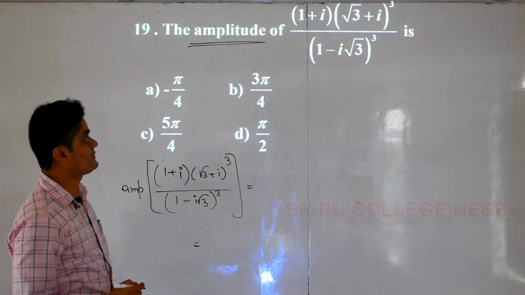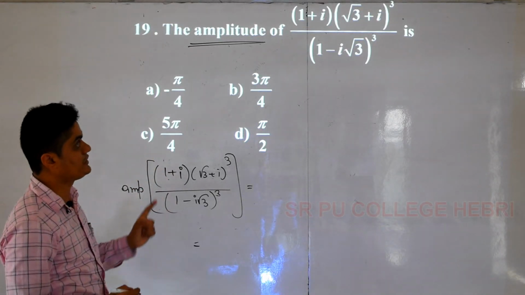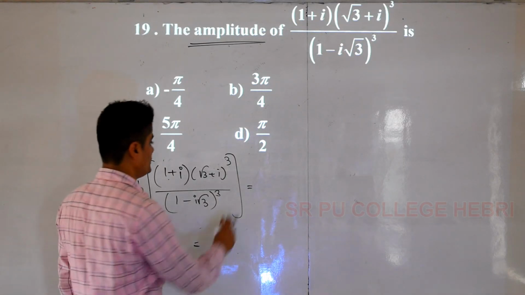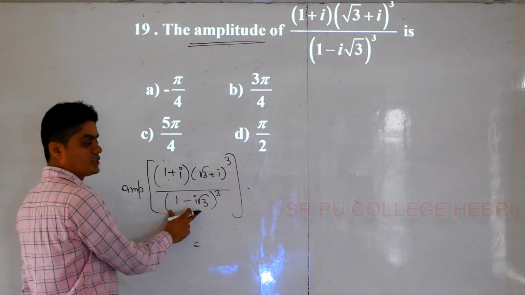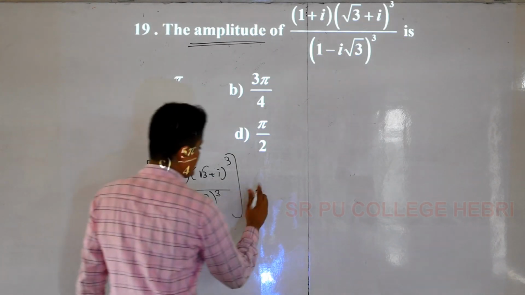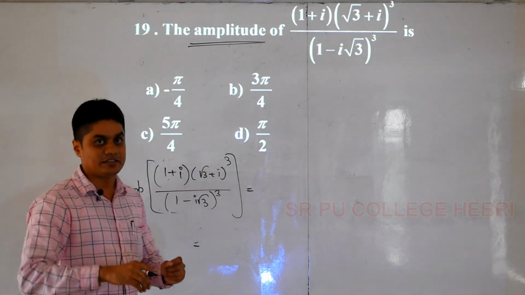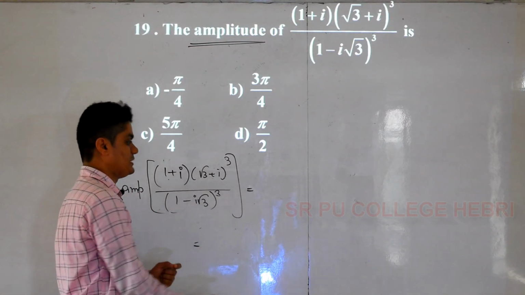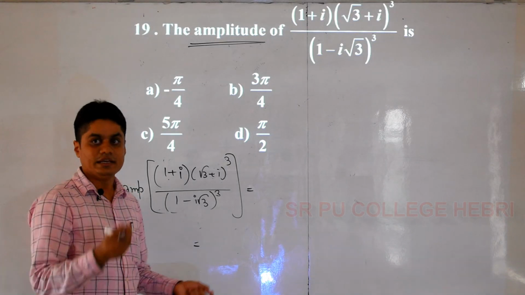Okay, the next question is from complex numbers. It is 1 plus i into root 3 plus i whole cube divided by 1 minus i root 3 whole cube. So what is required? The amplitude of the complex number, that is, the angle theta related to this complex number. Now see, as I told, the shortcut method means that in any problem we skip some steps which are not actually necessary. Okay, here I'll write some steps.